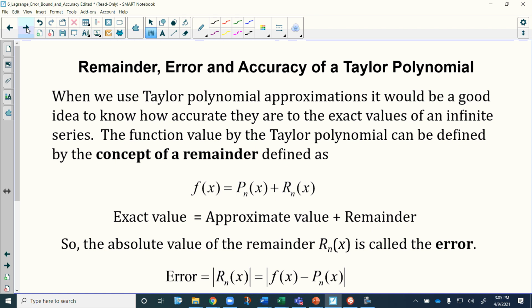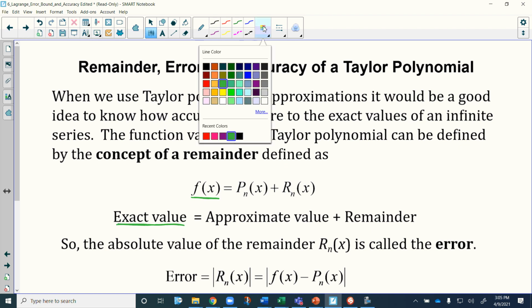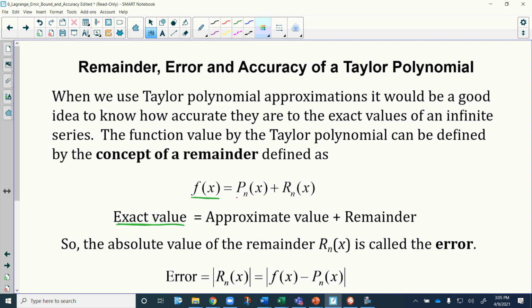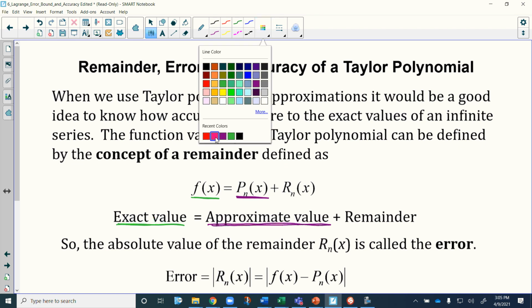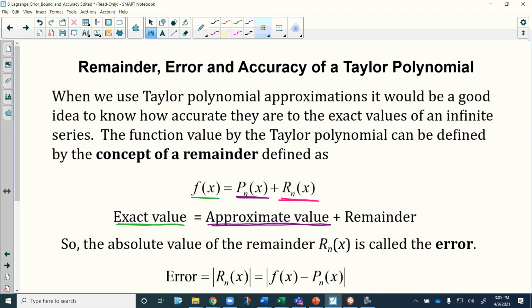So here, where they're talking about f of x, that is the exact value that they're referring to. When they say p sub n of x, that is what they're looking at as the approximate value that we got from our Taylor polynomial. And then we have the r sub n of x, that's the remainder.